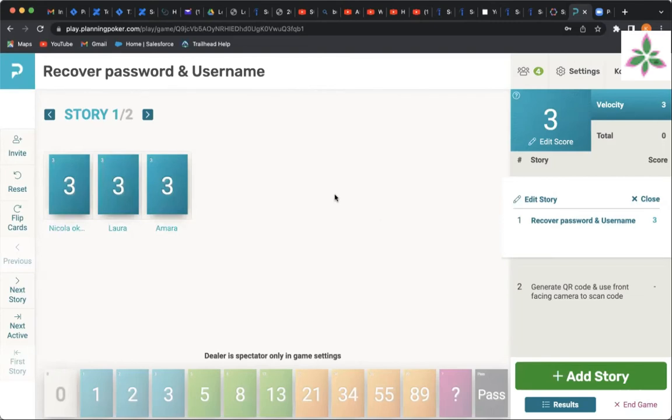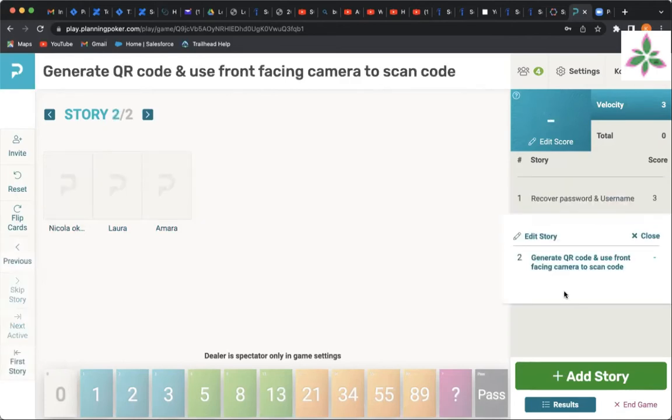All right, so we're going to the next story. Just give me 1 second here. Okay. So the next story we have is generate QR code and use front-facing camera to scan code. Before you estimate, any clarifications, any adjustments, any questions on the acceptance criteria, please feel free to say it out. I don't have any at this time. I think it's okay. No. Yeah, I'm good. You're good, Amara? Yes. All right then. Can we choose our estimation?